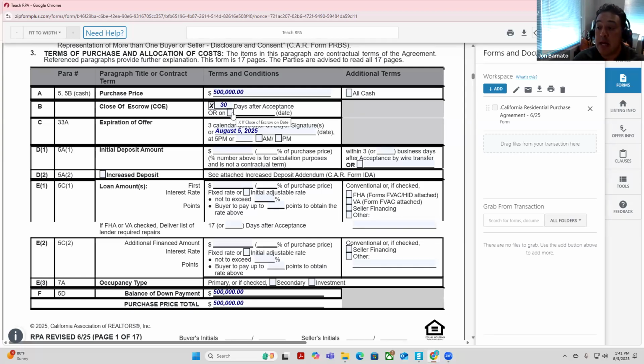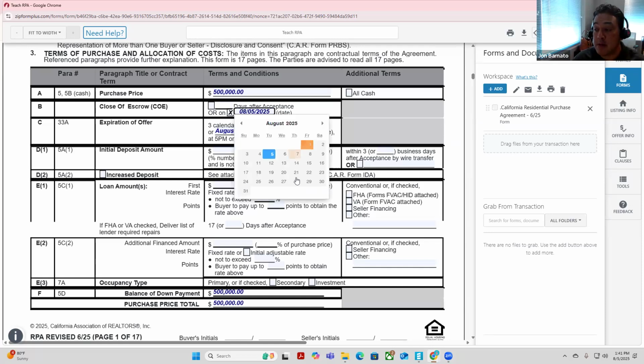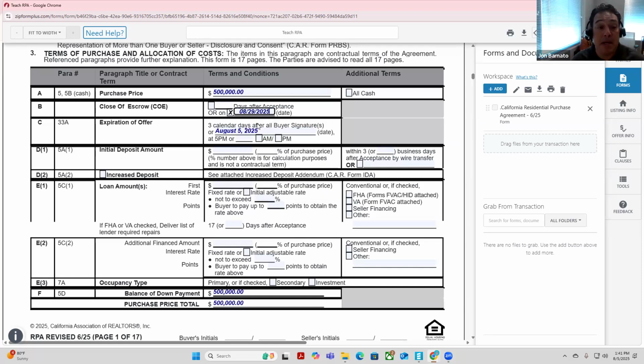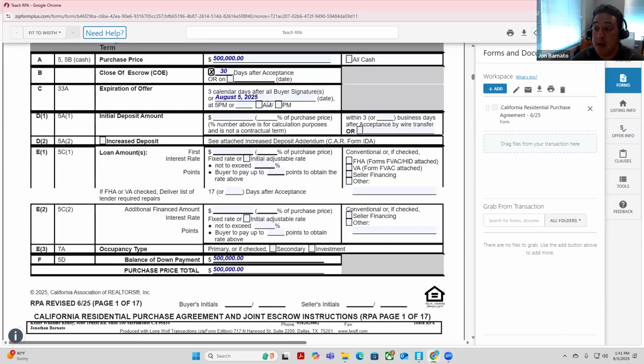I don't recommend putting a date, because you can put a date of close of escrow at 8/29, and it may take us a week of going back and forth on counter offers to get it done, and still that date would stand unless we changed it in a counter offer. So I do recommend going with a straight number of days if you can.